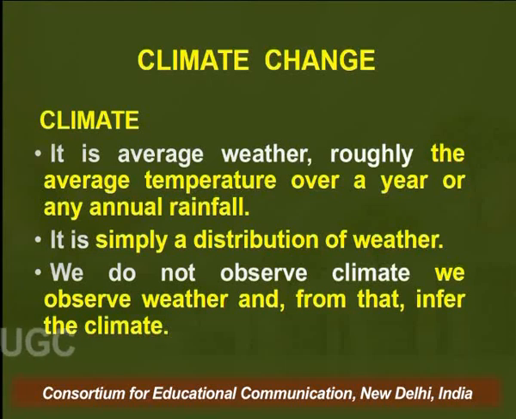However, the climate is different from weather. Climate is the average weather, roughly the average temperature over a year or annual rainfall, etc. Rainfall, temperature, humidity, these are all parameters of measuring the change. It is simply a distribution of the weather over a long period of time. We do not observe climate, we observe weather, and from that we infer climate. We observe 30 years of the temperature of a city or a place and calculate the average. This average characterizes the climate of the city or the place.